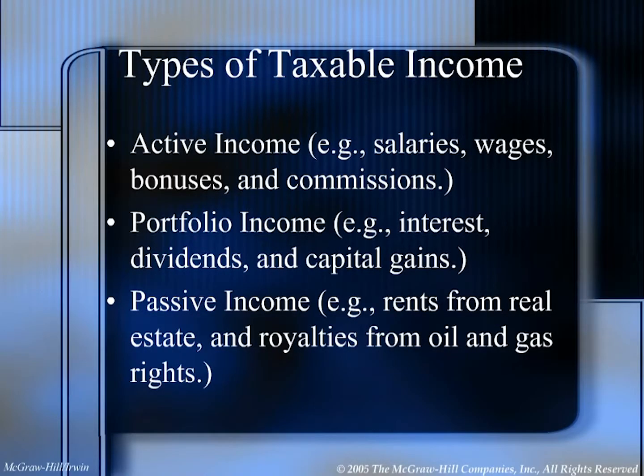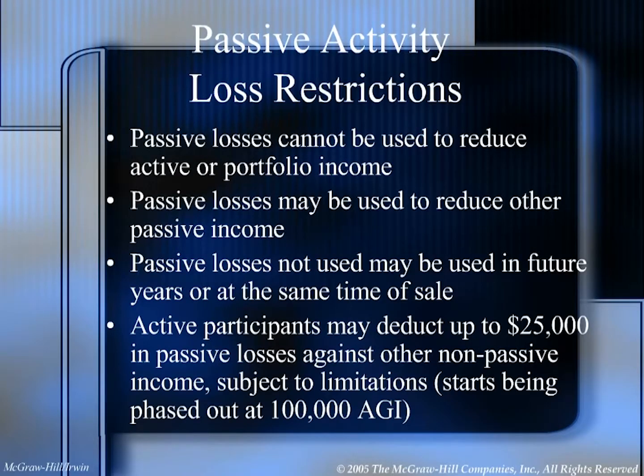There are also different types of taxable income that you should be aware of, especially with real estate. Active income: salary, wages, bonuses, commission, and what we get paid for doing our work. Portfolio income: this is money we'd get from investing in stocks and bonds, interest, dividends, capital gains. And then there's passive income. This is rents from real estate, which is the big one, and also royalties from oil and gas rights. So why is this important? Well, important because passive losses cannot be used to reduce active or portfolio income.